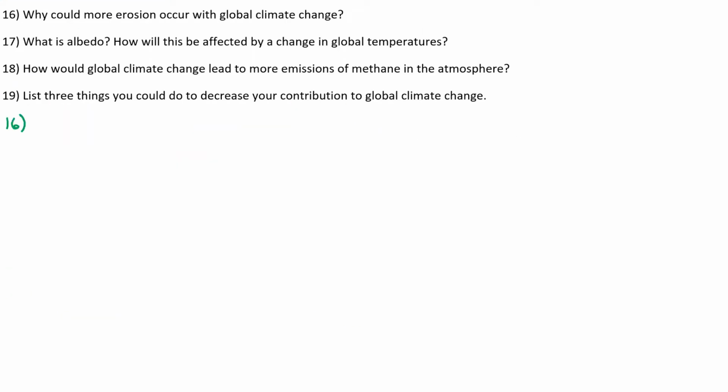Alright, 16 here. Okay, so how can more erosion occur with global climate change? So, more frequent and intense rainfall leads to the erosion of soil.